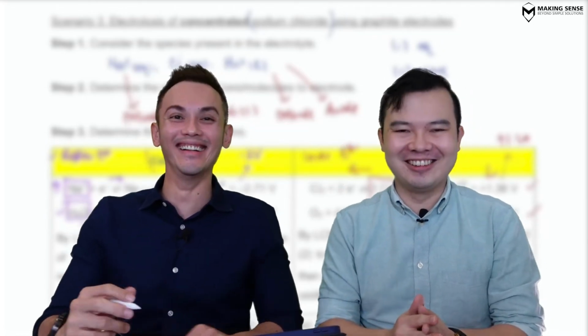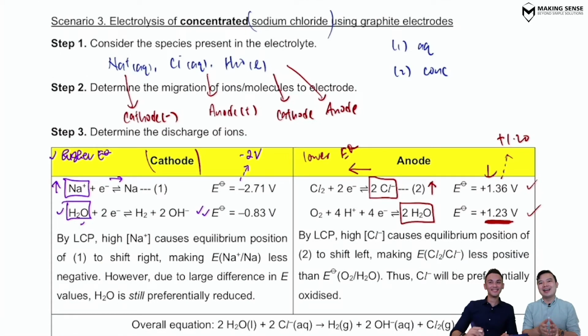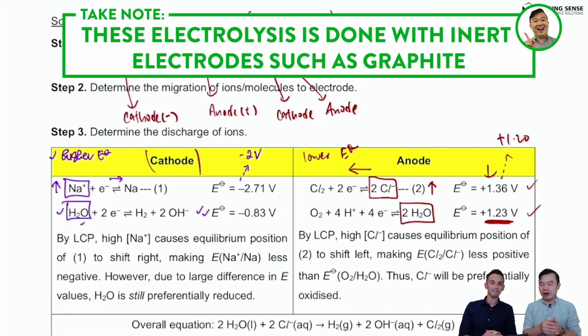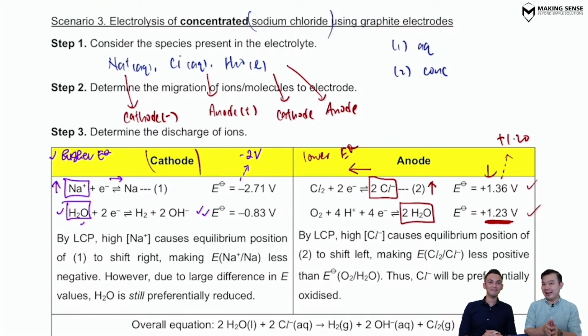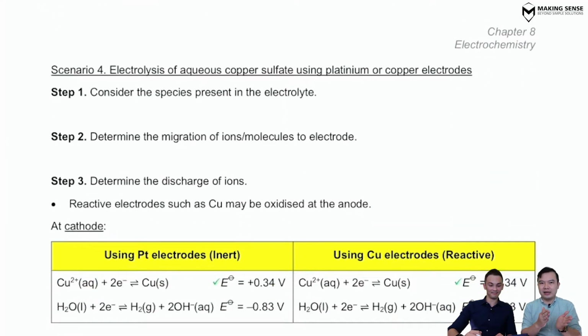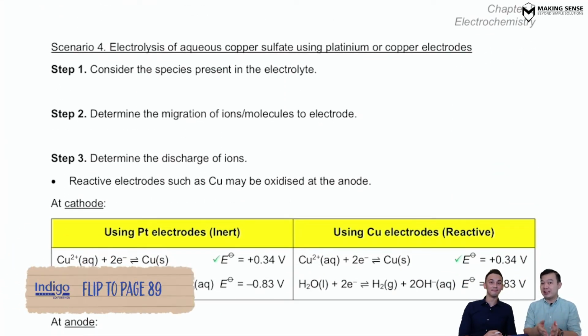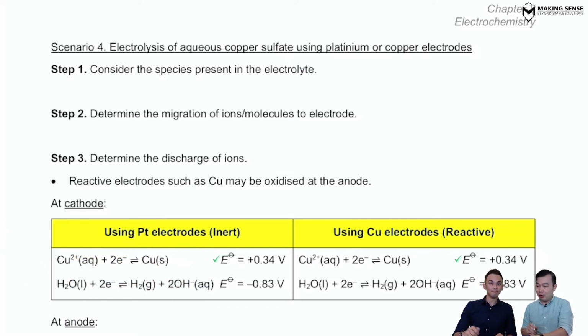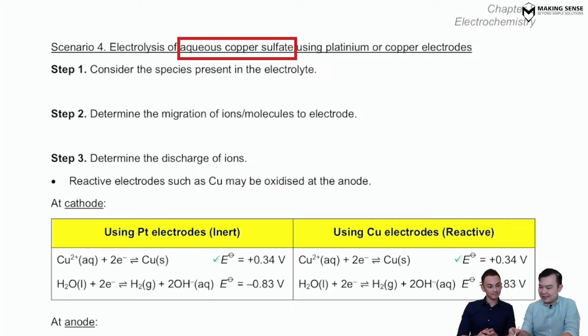Yes. Oh, okay. So these are all done under the inert electrode, right? We're using graphite. But what happens if I decide to be a bit funkier? I decide to use a copper electrode. So in a different electrode context, it might become reactive instead. Right? So we're going to use back the same example. We're going to use scenario 4, right? Let's take a look at what happens when we use copper sulfate as the electrolyte now.